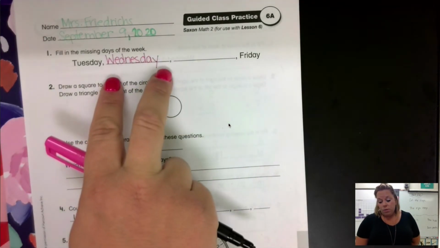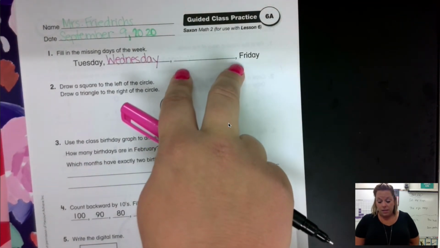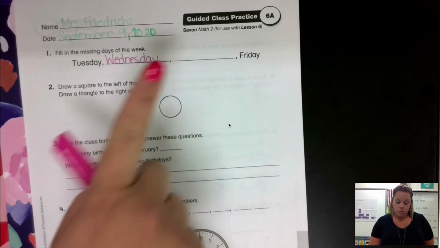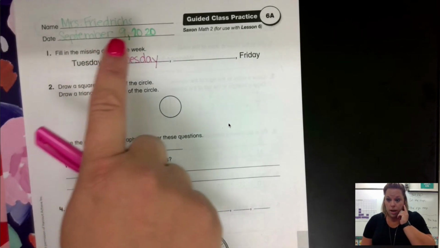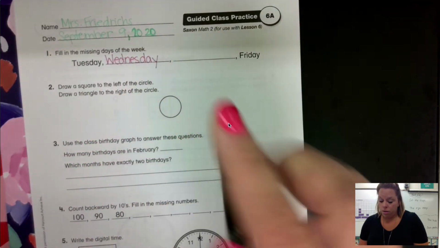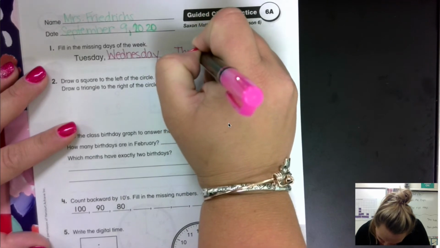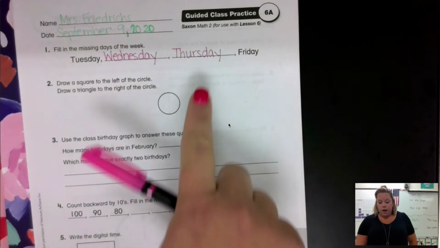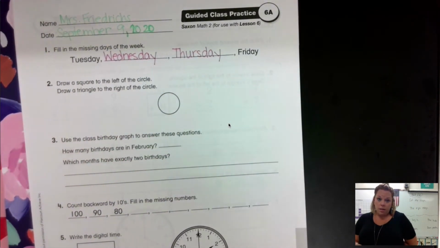And one tip, you'll notice how big your line is. So you'll need to make sure that your handwriting fits the space that you have to write your days of the week there. After Wednesday comes, well, let's say it again. Sunday, Monday, Tuesday, Wednesday, Thursday. And then after Thursday is Friday. You'll notice I have a capital T for Thursday, and the rest of the letters are lowercase.